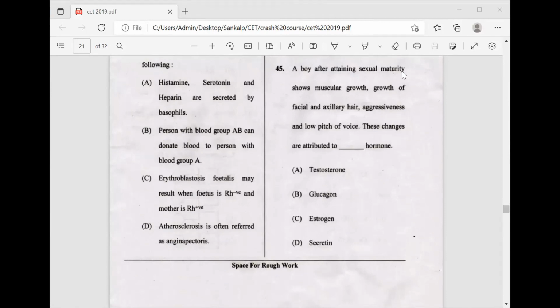Last question, 45th question. A boy after attaining sexual maturity shows muscular growth, facial and axillary hair, aggressiveness and low pitch of voice. These changes are attributed to dash hormones: testosterone, glucagon, estrogen, secretin. So the right answer here is, all of you answered option A, and option A is the right answer, that is testosterone. Fine.